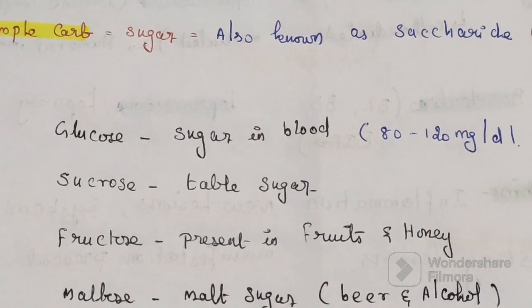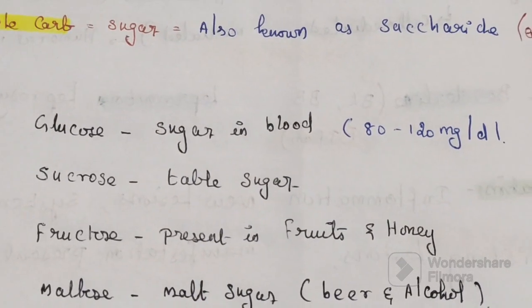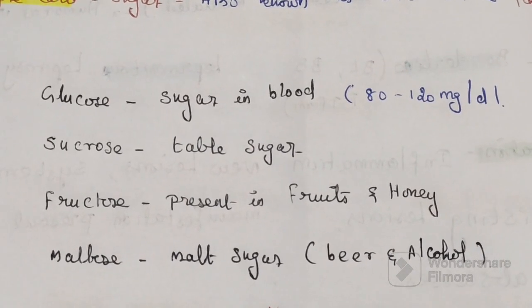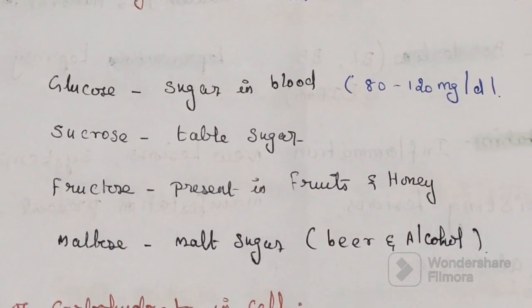Then sucrose, table sugar. Fructose is present in fruits and honey. Then maltose, malt sugar, found in beer and alcohol.